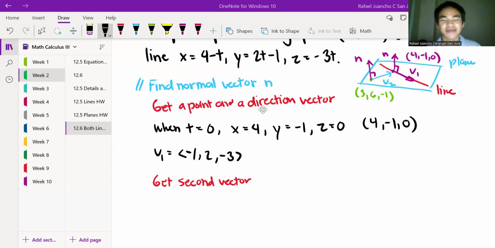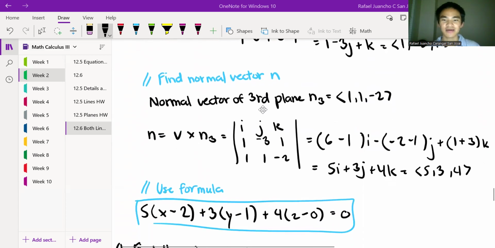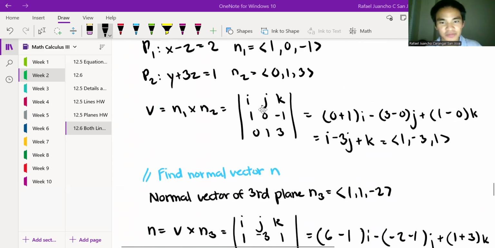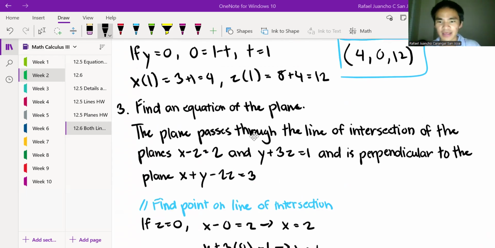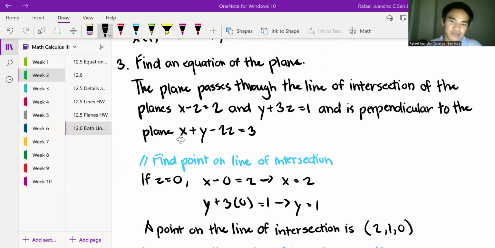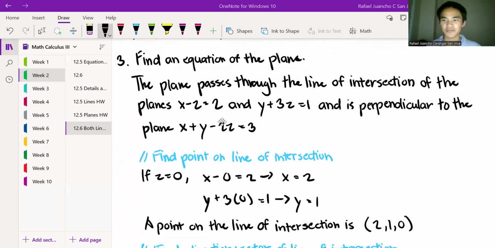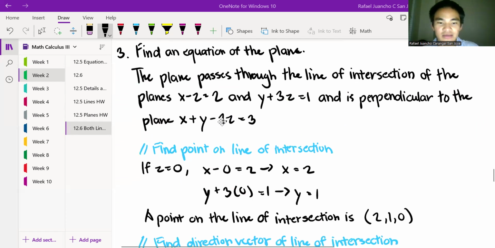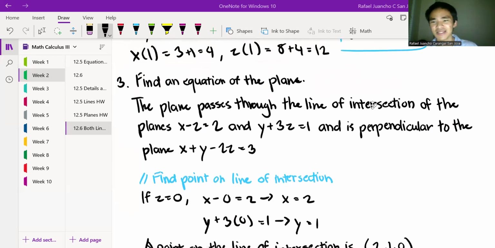So today we're just going to be continuing what we were able to do earlier. I kind of did it already. So that problem was that plane passing through the line of intersection of two other planes, and it's perpendicular to another plane, basically. So what do we need when we want a plane? We want a point, and we want a normal vector. So the point is, well, we can actually get it through this line of intersection. It passes through this line of intersection, right?